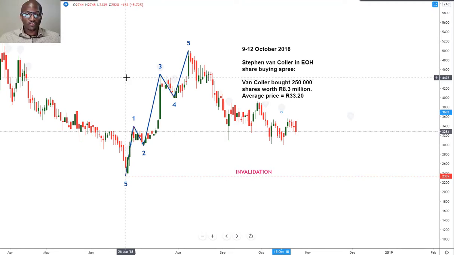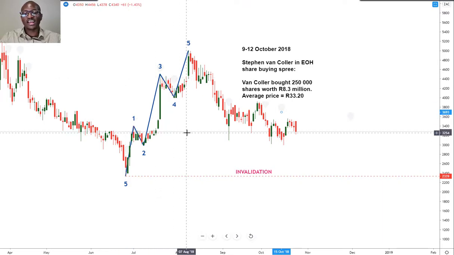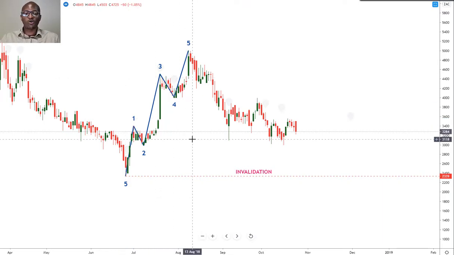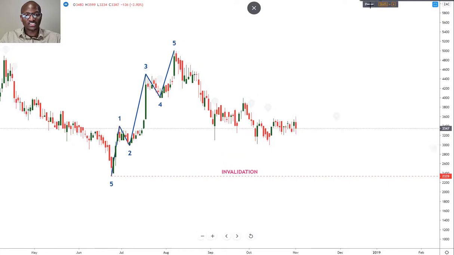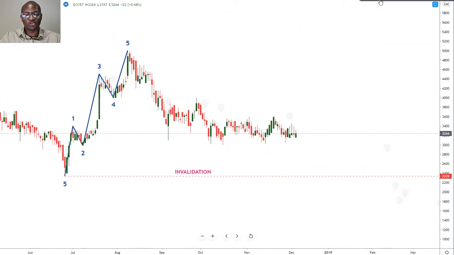Now, here's a very interesting announcement. Between the 9th and the 12th of October 2018, the headline: Stephen van Coller in EOH share buying spree. During this 3-day period, van Coller bought 250,000 shares worth 8.3 million, giving him an average price of 33.20 Rand. Now, it's obviously very encouraging when the CEO of a company, even a company whose share price is depressed, buys shares in the company. It shows that there's intent and commitment, and you would expect the market to take that as a positive sign. But what happened? The share just continued moving sideways and starting to move lower again.